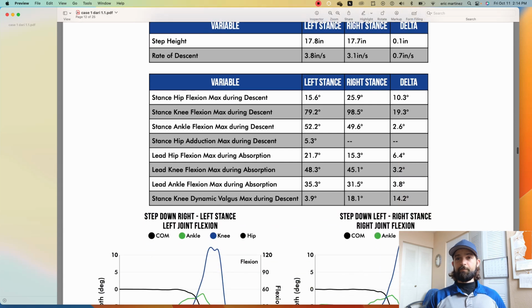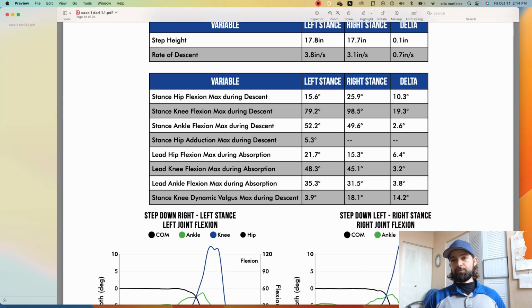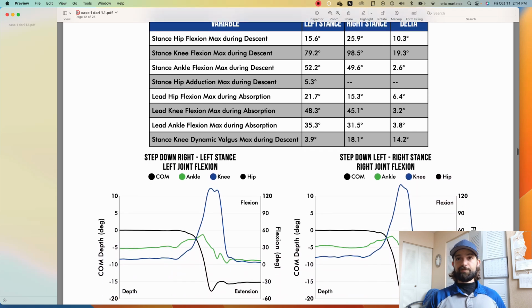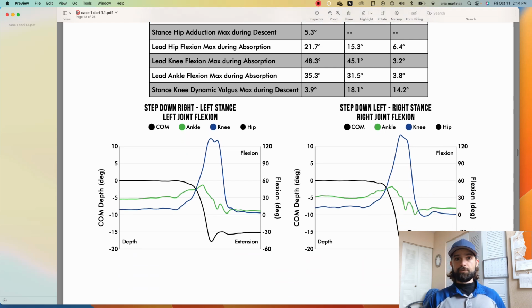Step downs, same thing. We get to see the dominance. He feels more comfortable going down the stairs with his right than his left. So he's probably a righty. See how these are much greater in range of motion? Typically means that they have more control. It's not as stiff, more control.